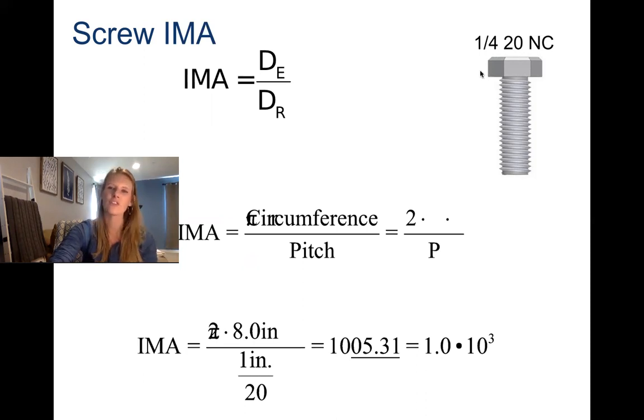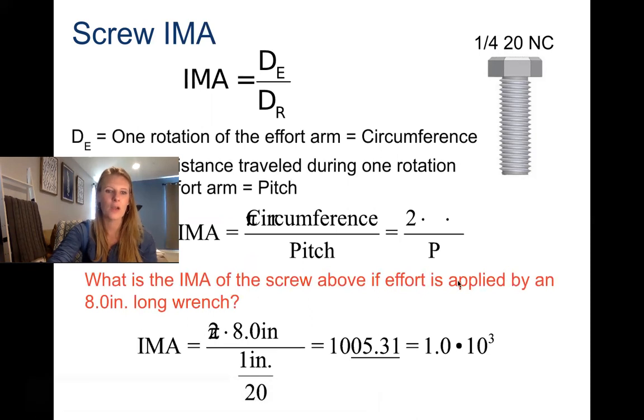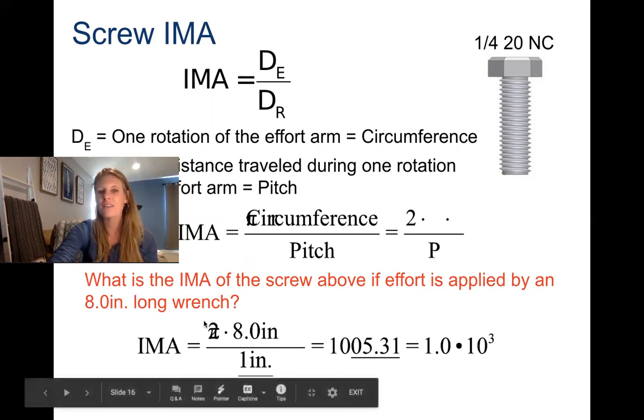Which means, well, actually I should say our threads are 20 per inch. So our pitch is going to end up being 1/20. Let me fill in some of the information here. It says here, what is the IMA of a screw above if the effort is applied with an 8-inch long wrench? So you can kind of see the math that we've done here.